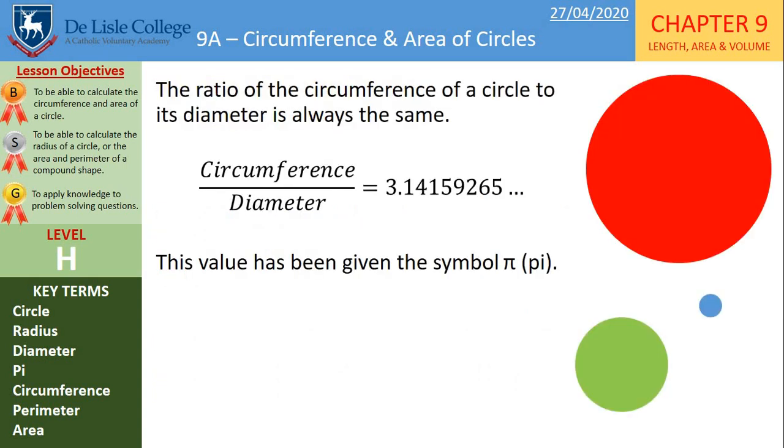So the first thing to look at is this number that you can see on the screen. This is the ratio of the circumference of a circle to its diameter, and it's always the same for every circle. So if we calculated the circumference divided by the diameter of any circle, we would always get 3.1415965, and that number goes on forever with no repeats, which is called an irrational number. And because it doesn't have any repeats, it can't be written any shorter than that. It's given a symbol, the Greek letter pi, to represent that number.